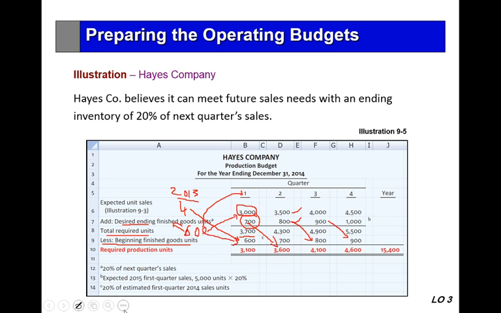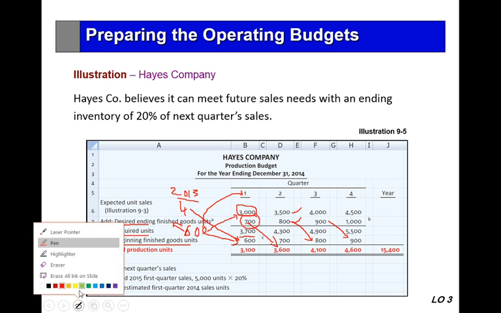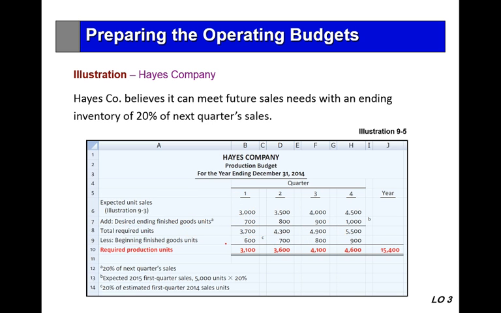Then finally we can find how many units must be produced. We have 3,700 needed, minus what we already have in the store, 600 from the previous year. Then we have 3,700 minus 600. We have 3,100. This is the required production units. We must produce 3,100 in the first quarter.